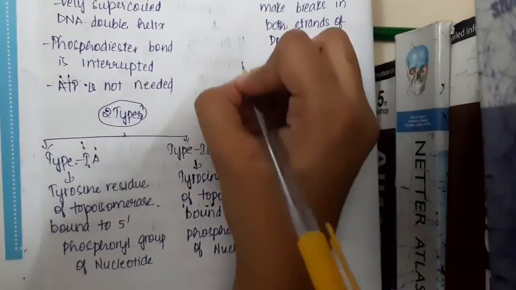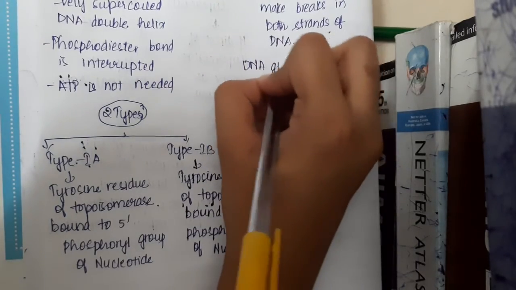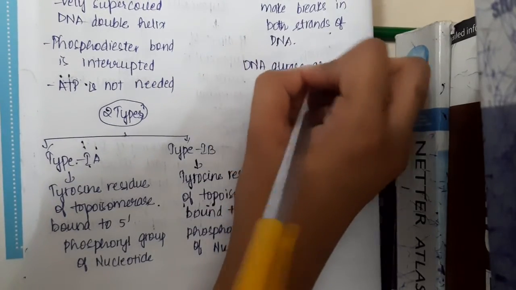Topoisomerases are basically what is responsible for supercoiling. So let's look at some questions before we end.